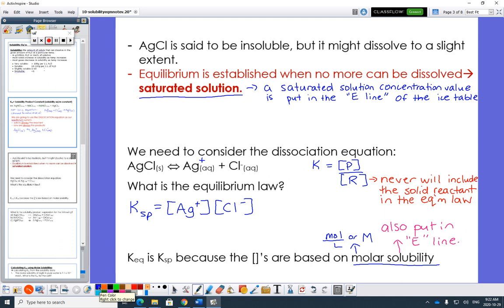So it's like we're saying, okay, initially we have solid, we have no ions, and then we let it reach equilibrium. At equilibrium, what is the concentration of the ions?